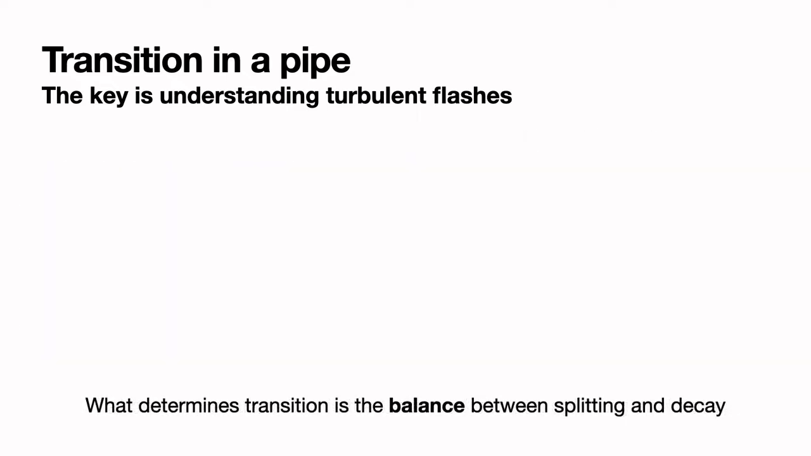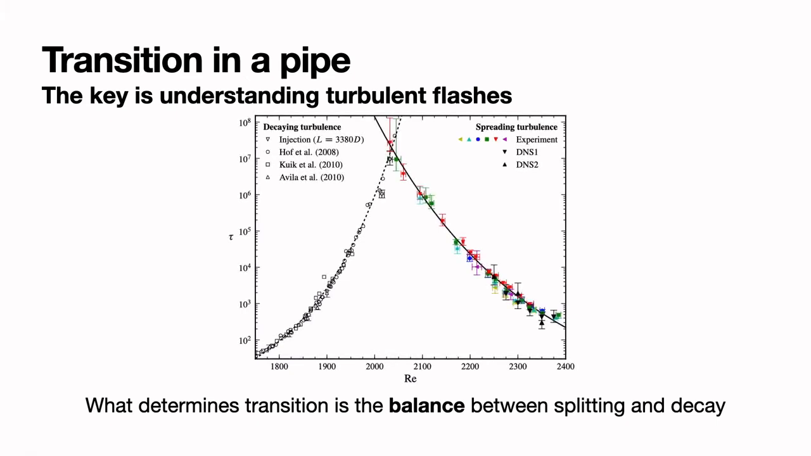We measured lifetimes of these things. So if you consider one of those turbulent flashes by itself, you can measure the amount of time, for different Reynolds numbers, that it takes for that thing to either decay or to spread. And if you do that a whole bunch of times, and I do mean a whole bunch of times, you can draw two curves, which you can see on this figure. On the left-hand side, you have decaying turbulence. On the right-hand side, you have the spreading turbulence.